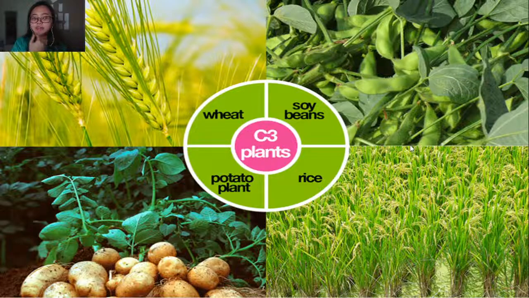C3 plants, like I've mentioned before, include these things. These are common examples of C3 plants such as wheat, soybeans, potato plants, and rice. Staple food for us here.